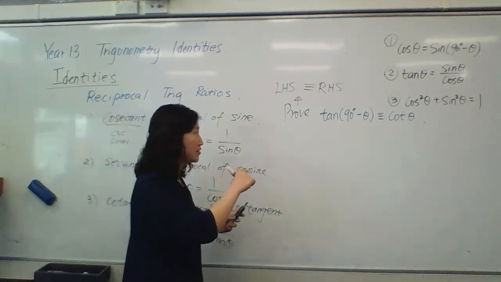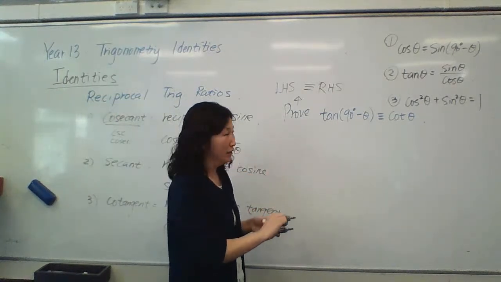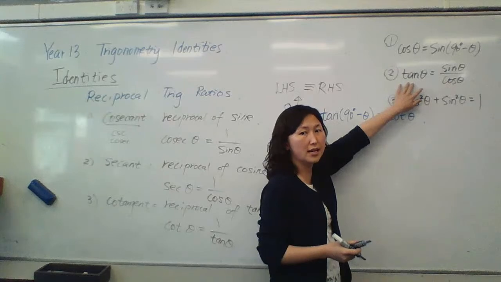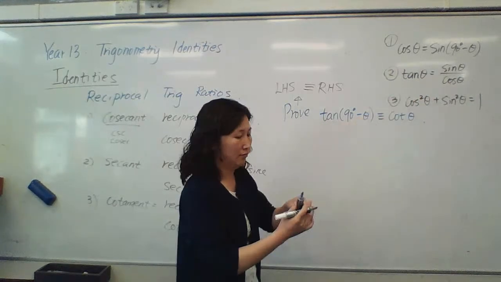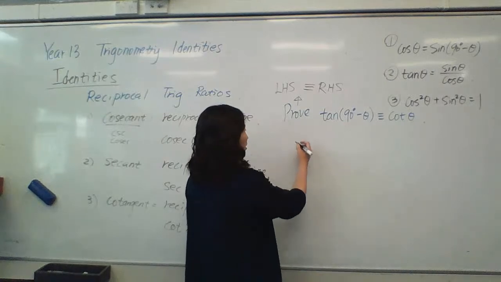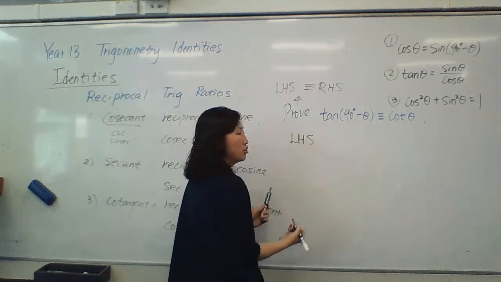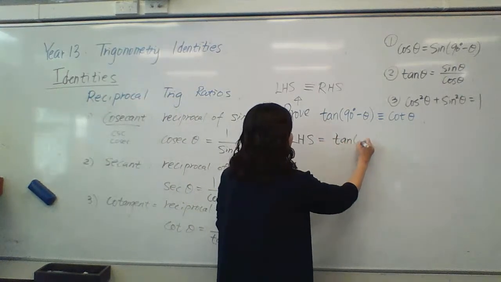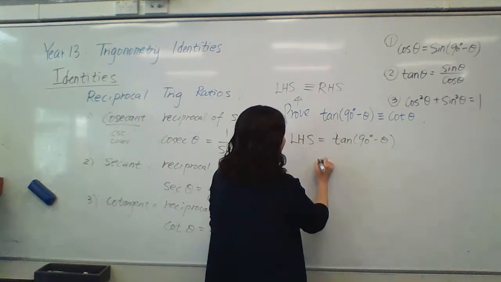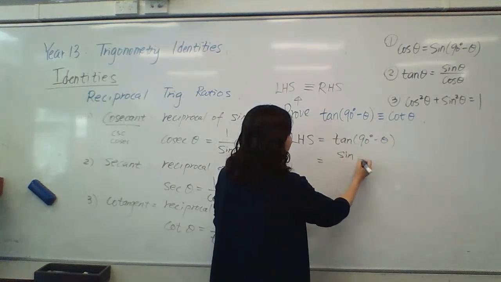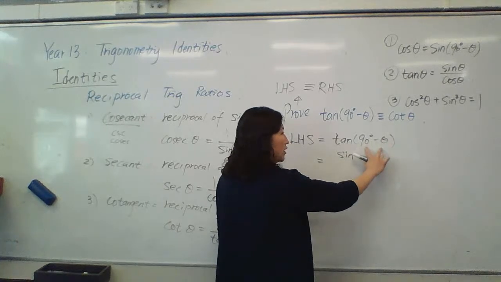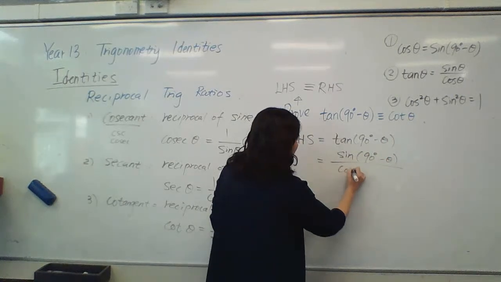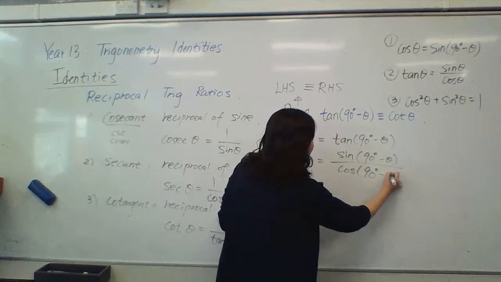Now I'm going to dive into this. I'm going to start from the left-hand side because I know one of the trig identities that I can use, which is tangent theta is equal to sine over cosine. So this is how you write it. You must communicate clearly. You are talking about the left-hand side. So I write left-hand side is equal to tangent of 90 degrees take away theta, which is equivalent to sine, this time the angle is not theta, the angle is 90 take away theta, divided by cosine of 90 degrees take away theta.